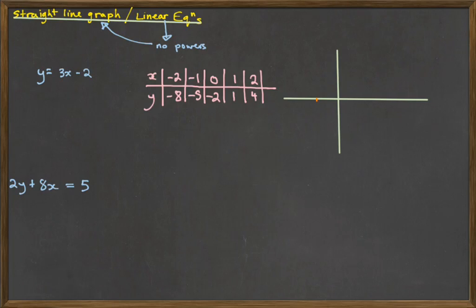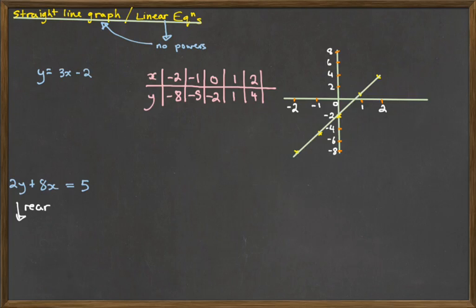We could draw a graph. I've drawn the graph for you on your sheet. You plot the points, so I would plot the point minus 2, minus 8, minus 1, minus 5, 0, minus 2, etc., and draw the line through them. Now they line up in a straight line.